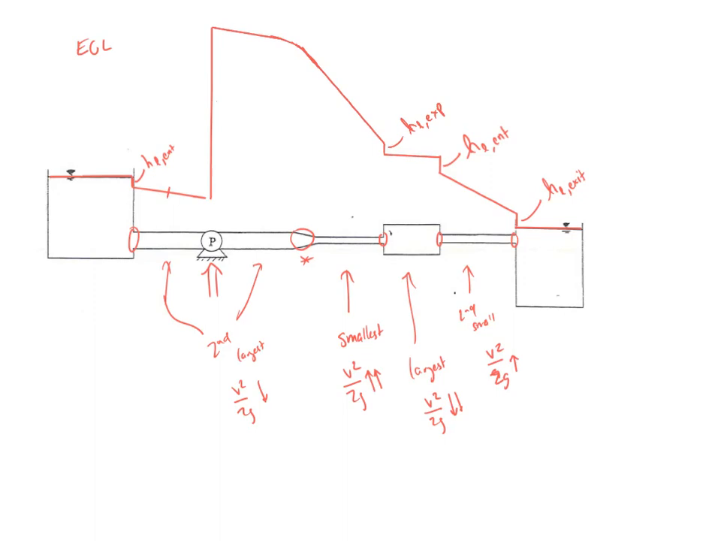So this is the HP. Everything is labeled, okay? Now, why are we sloping down? Because we're moving through pipes and we're losing energy due to friction, okay? Now, let's do the HGL.